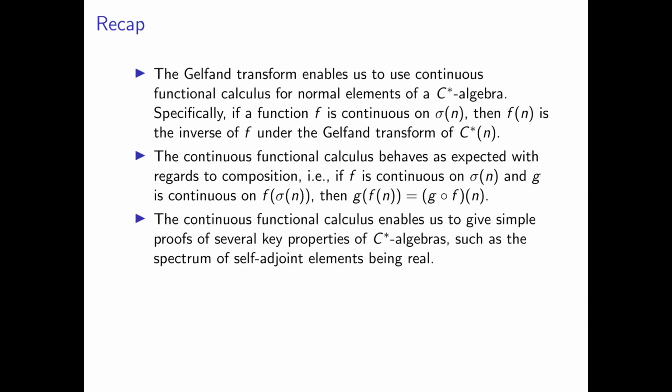And then we had that the continuous functional calculus enables us to give simple proofs of several key properties of C-star algebras, such as the spectrum of self-adjoint elements being real, such as the norm of normal elements being their spectral radius, and so on and so forth. And as we shall see in later lectures, we are going to use more of the actual functional calculus. So here we just basically use the Gelfand transform, but in the next lecture we're actually going to use the functional calculus proper to prove some really subtle properties of what we will call positive elements, which we will get to in the next lecture.